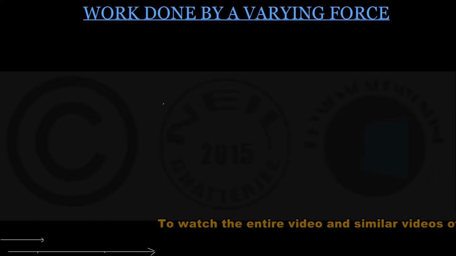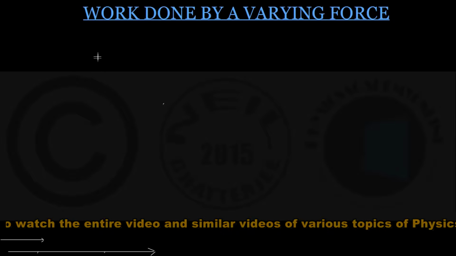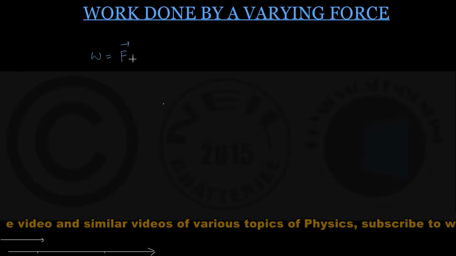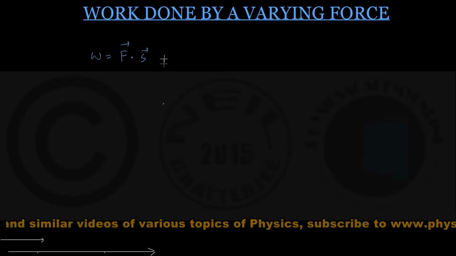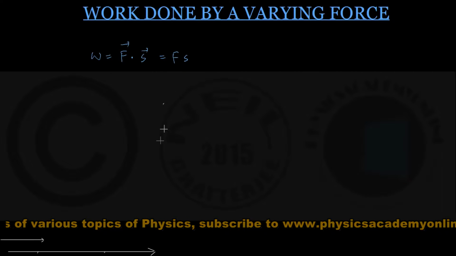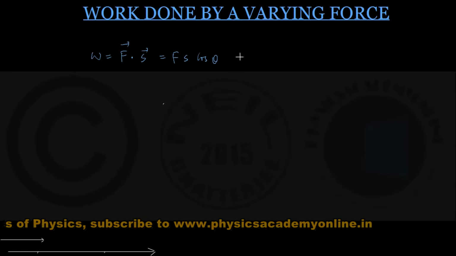So let us remember the formula once again about the work done by a constant force. This formula is work done by a force given by force vector dot product displacement vector, and now that is given by force magnitude into displacement magnitude into cos of the angle between these two vectors, where F and S are inclined at an angle of theta between them. This is my formula 1 that we have done some time back.